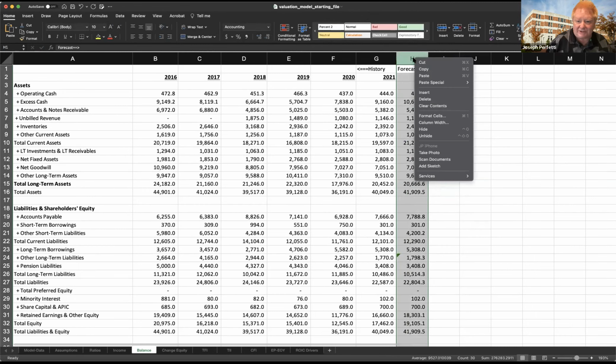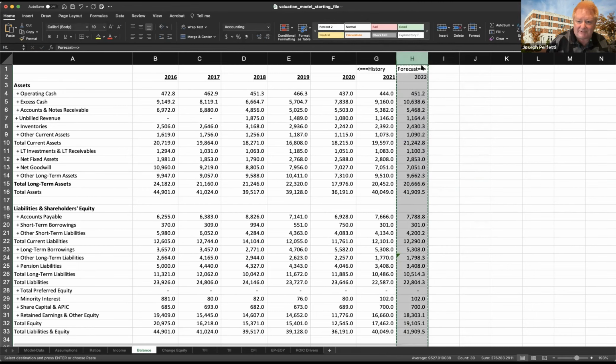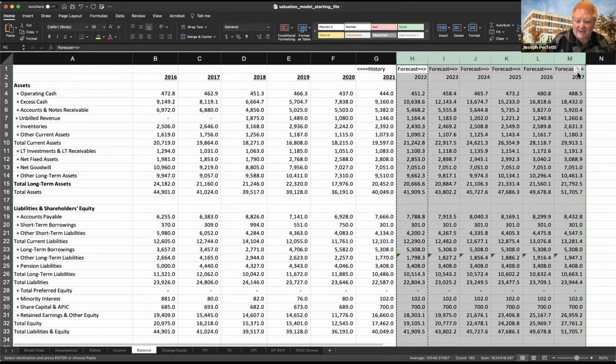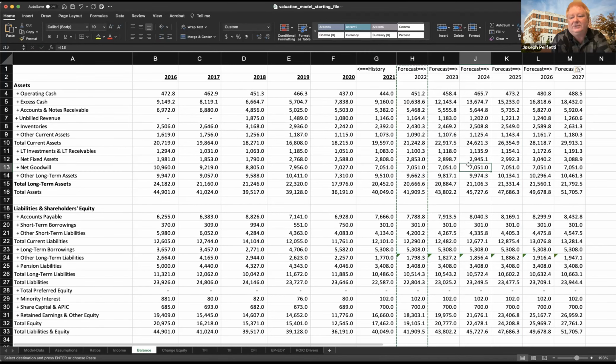So take column H, select it, copy it, go over to column M, right click, paste. I now have 6 years worth of forecasted balancing balance sheets going through 2027.